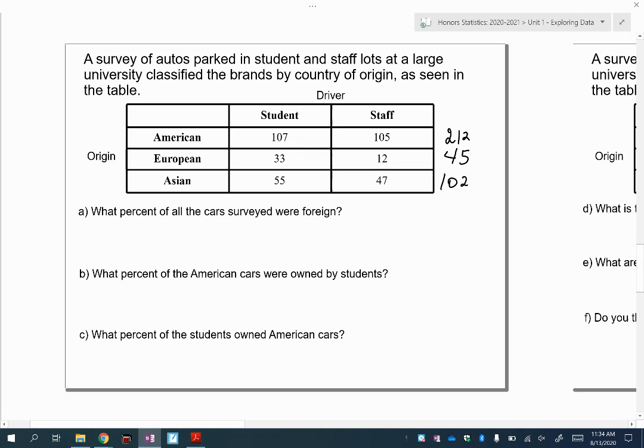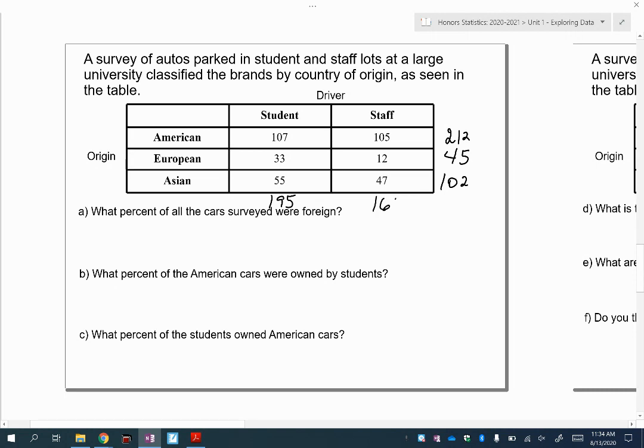All right, let's go ahead and find the marginal distribution for driver. We have 107 for American students driving American cars, plus 33, plus 55, which gives us 195. And then finally for staff, 105 plus 12 plus 47.